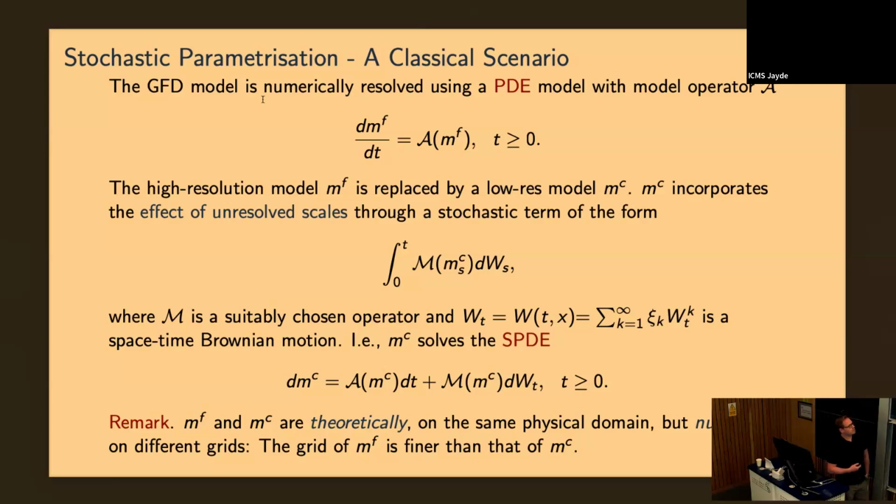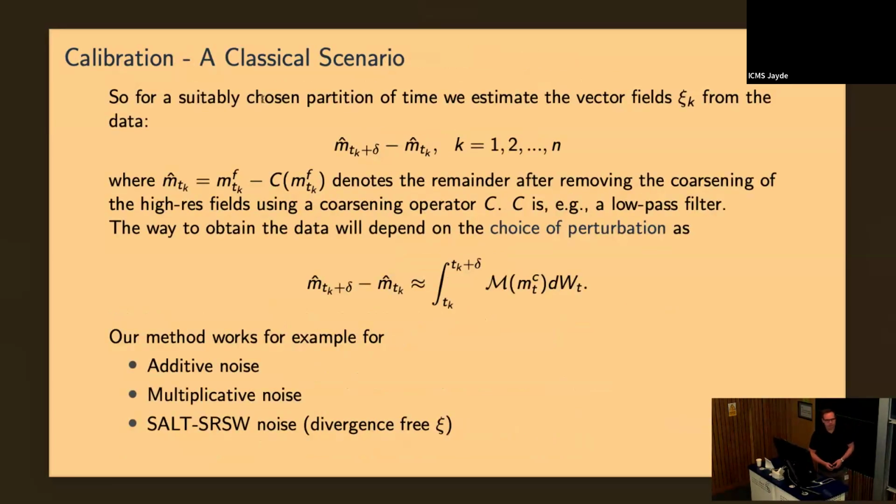And so in theory, if we want to analyze this model, MF and MC, they live on the same domain. They just live in whatever space you're considering the fluid to be in. But the numerical resolution will be on different grids. The grid for the fine model is obviously finer than that of the coarse. And so now we need to collect data in order to learn the stochastic parametrization. And we need to pick the correct data set to represent the divergences between the different grids.